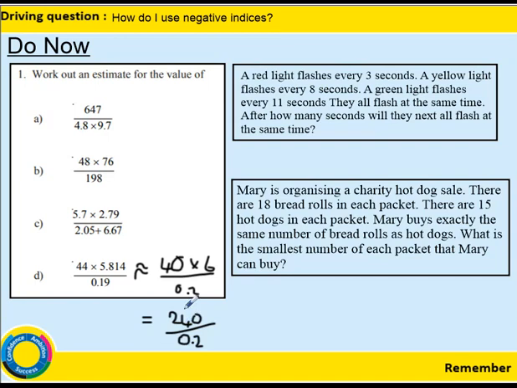Now that's the same as 240 multiplied by 5. In this case, I'm going to multiply the numerator and the denominator by 10 to get an equivalent fraction. So this fraction has exactly the same value as this fraction, and 2,400 divided by 2 is 1,200.